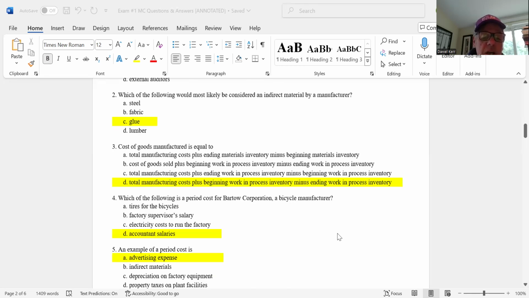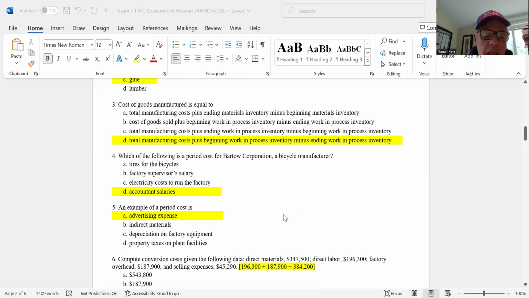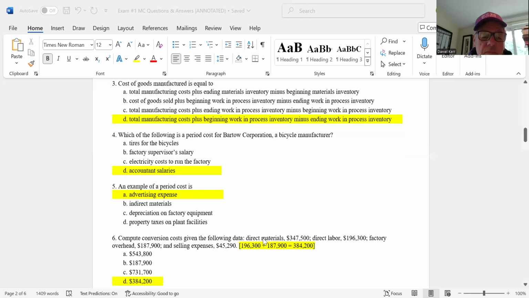Which of the following is a period cost? So period costs are things that are not included as product costs. So accountants are important, but it doesn't become part of the cost of the product. It is a period cost. Number 5, an example of a period cost would be advertising expense. B, C, and D are all actually manufacturing costs.